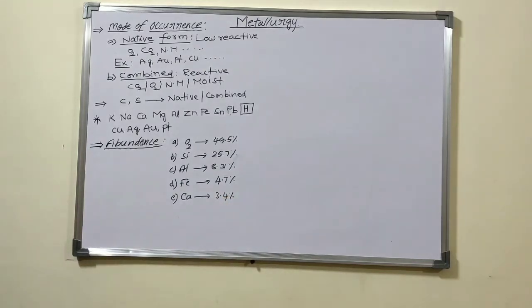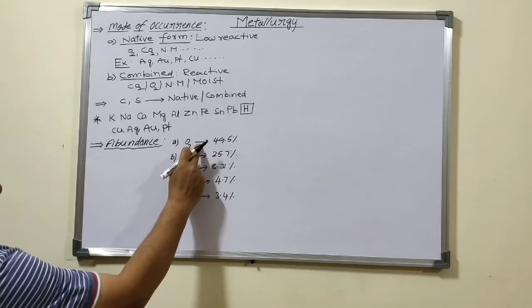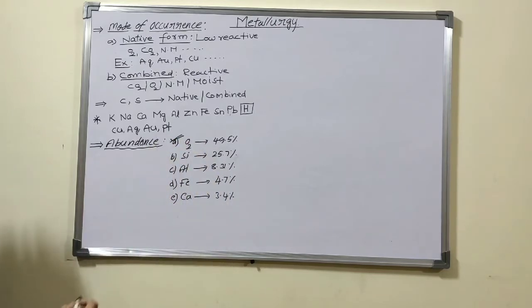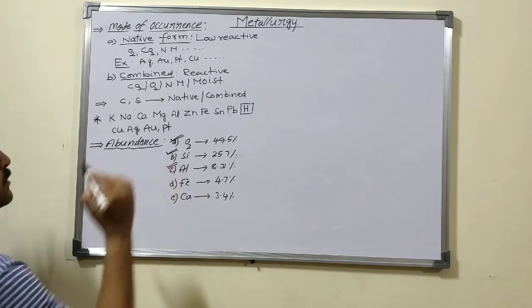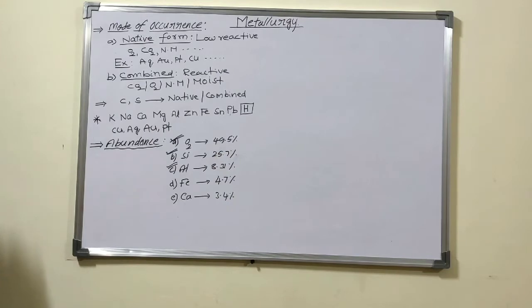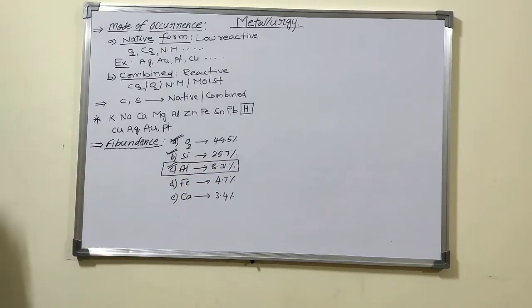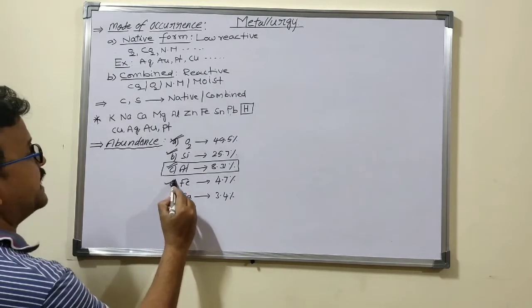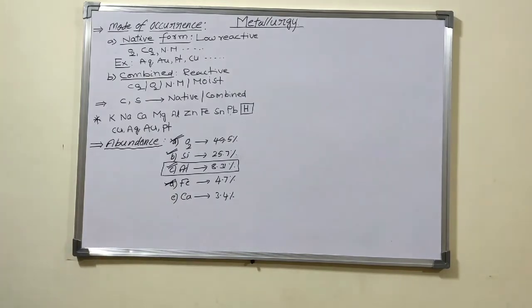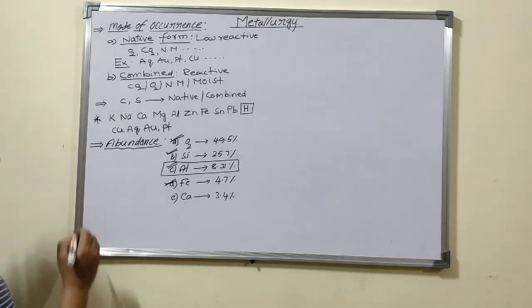This means different elements exist in the earth crust in different ratios. The most abundant element is oxygen, the second most abundant element is silicon, and the third most abundant element is aluminium. The first three you have to remember. Among the metals, the most abundant metal is aluminium. Among elements, oxygen; among metals, aluminium. The second most abundant metal is iron.